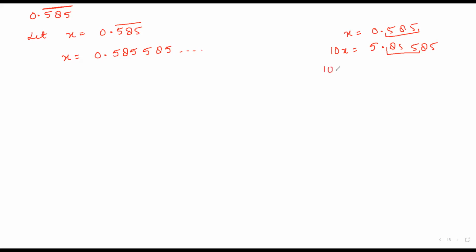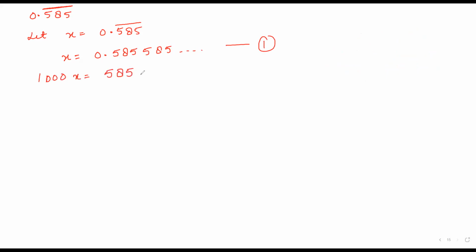So if I multiply by 100, it will become 58.5 and like that. So I'm going to multiply by 1000 so that my subtraction becomes easy, right? I should get a pure number on the right hand side. So I multiply by 1000. This is equation number 1. And then second is 1000 of x is equal to, so 585 will actually come outside and then you will have 585, then again 585 and so on. This is your equation number 2.